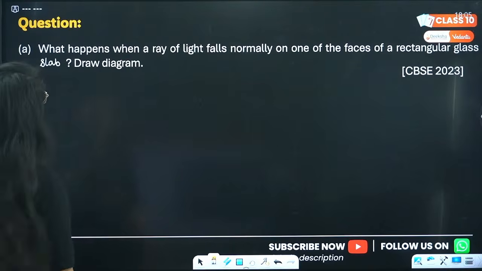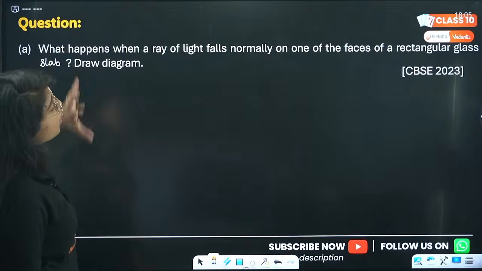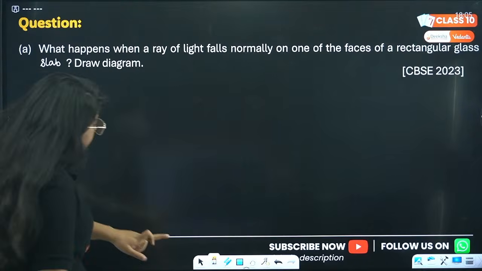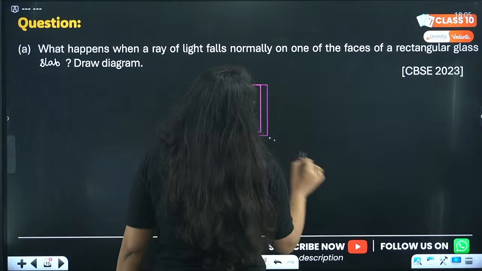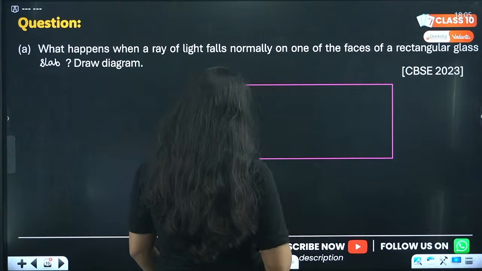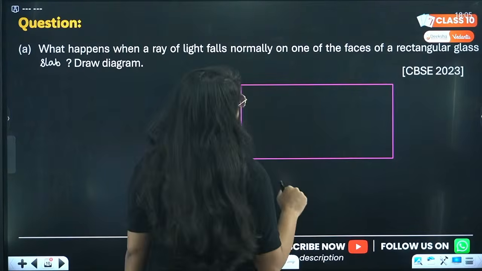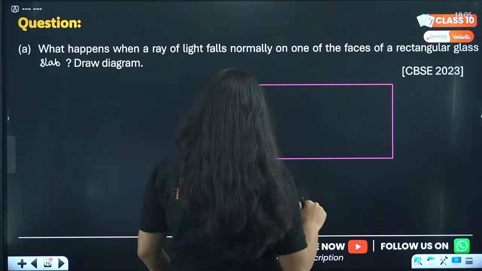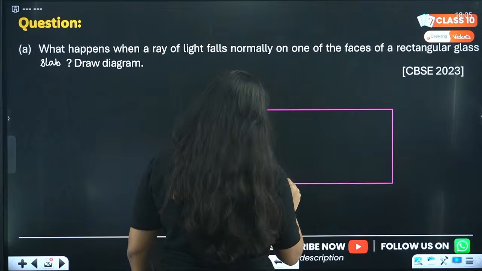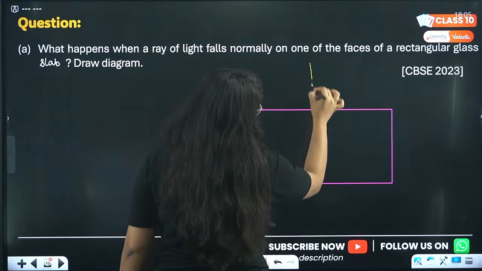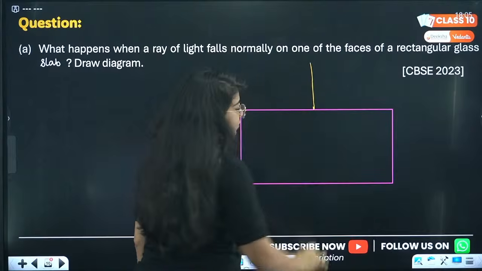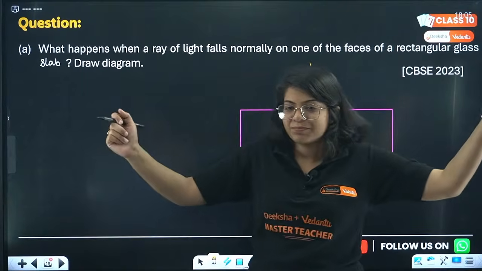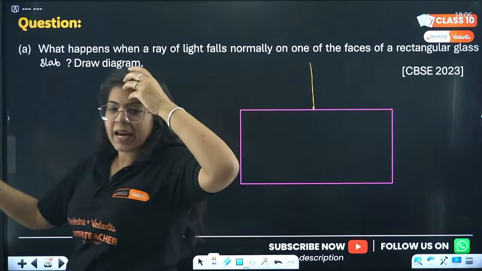Now we had 2 questions for you as homework because these are diagrams. This is a rectangular glass slab. So you tell me what will happen. I will ask you questions. You give that answer in the comment section. What happens when a ray of light falls normally on the face of a rectangular glass slab? This is a simple question. If it falls normally, no refraction will happen.